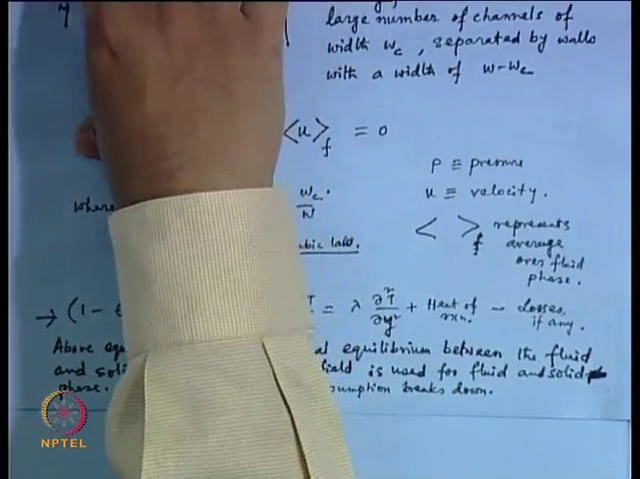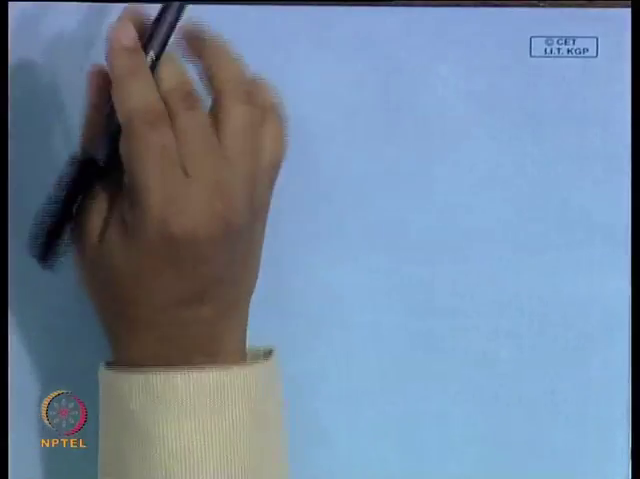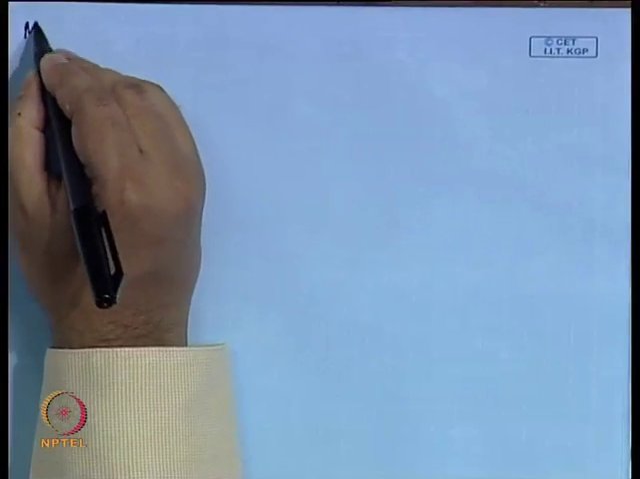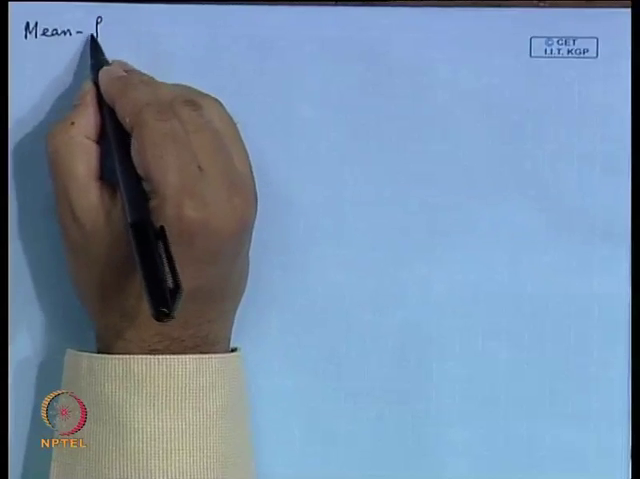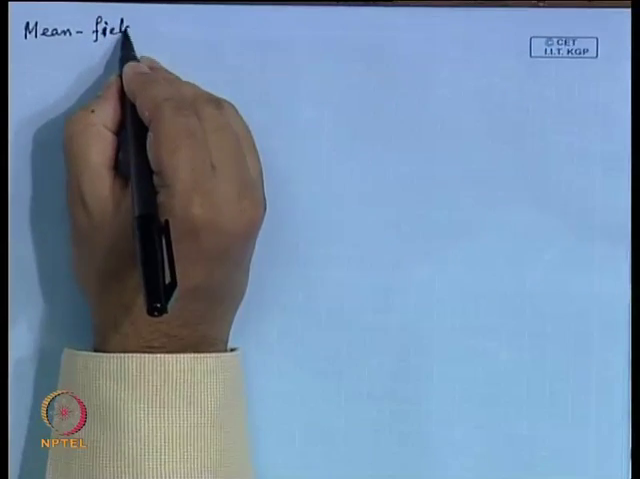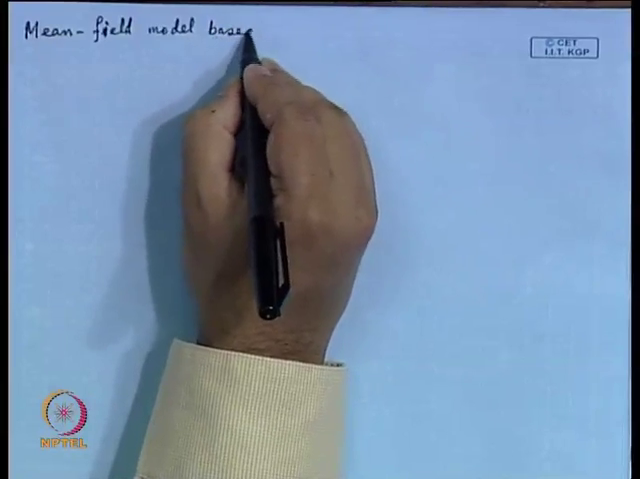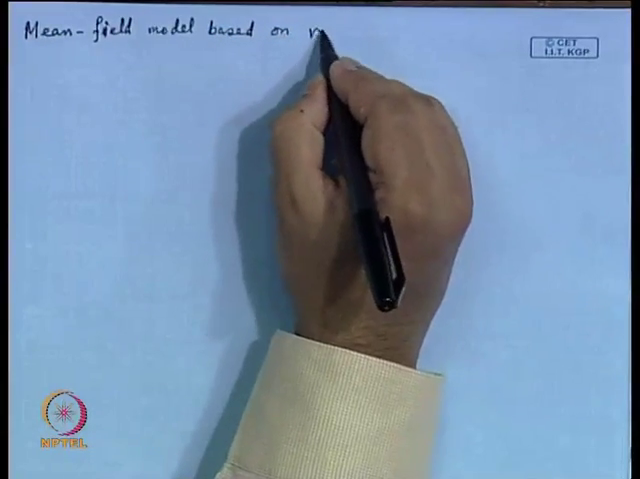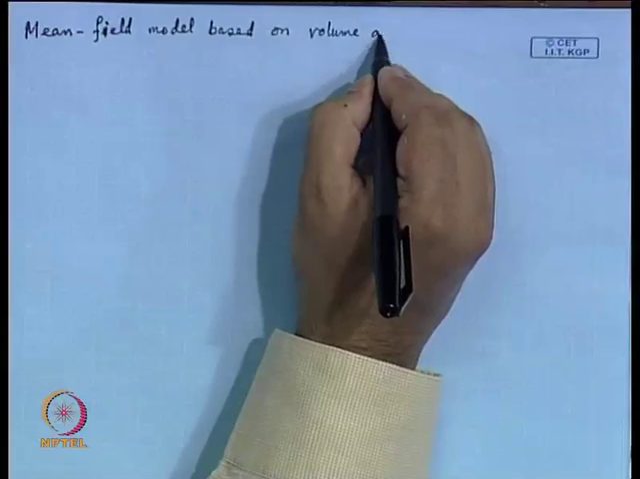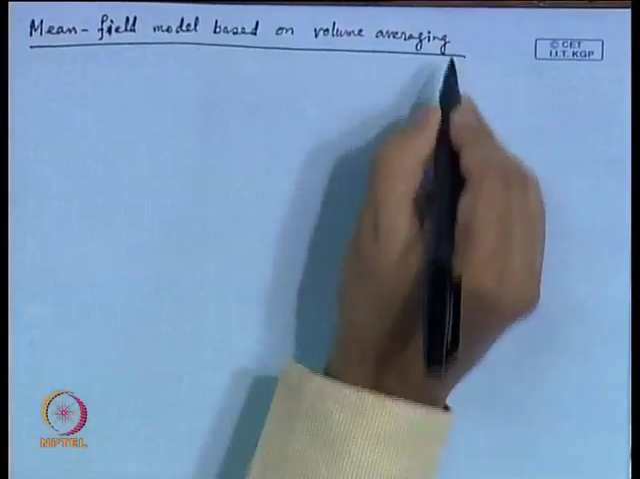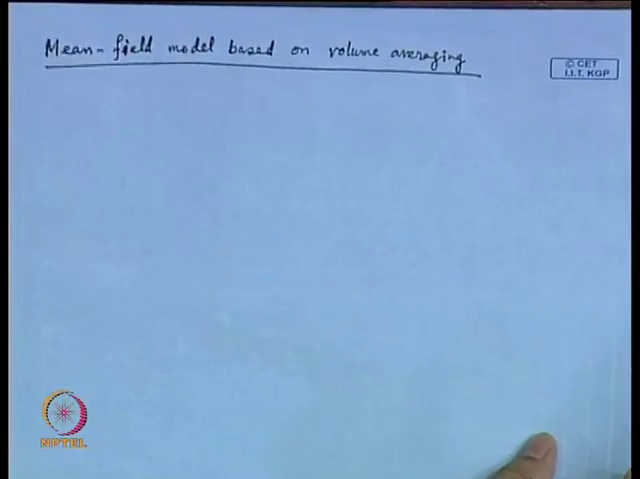Now, the next topic. So, this is the porous medium, the simplest model that I had to talk about. The second model is the mean field model based on volume averaging.